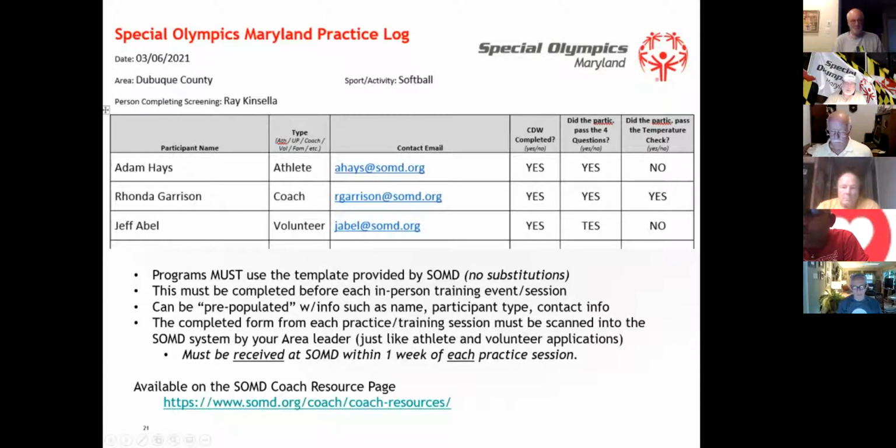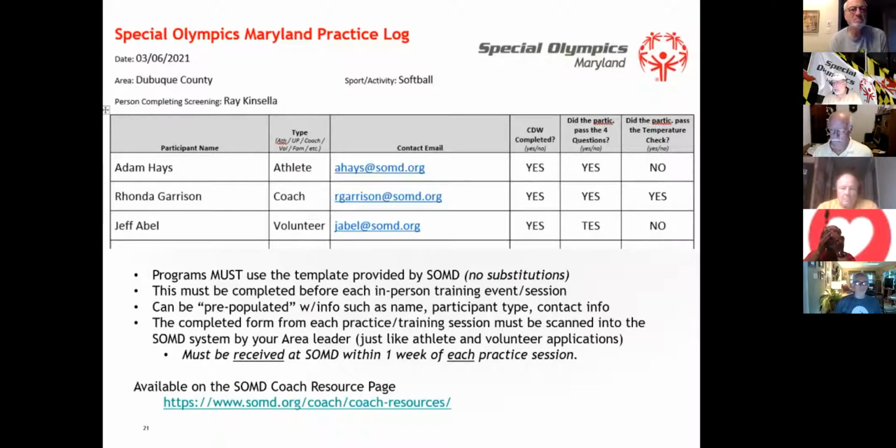You have to use this template. Please do not go and create something on your own, even if you think it's the best thing since sliced bread. Consistency is key in getting things compliant and having things filled out properly. Please don't go on your own. It really will screw things up. So appreciate that. There's a blank copy of this form on the coach resource page as well that you can download.